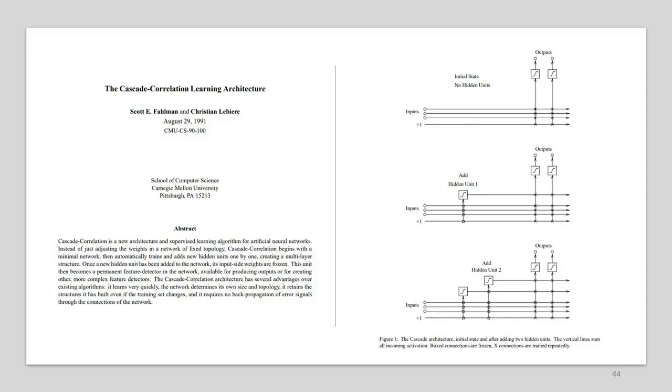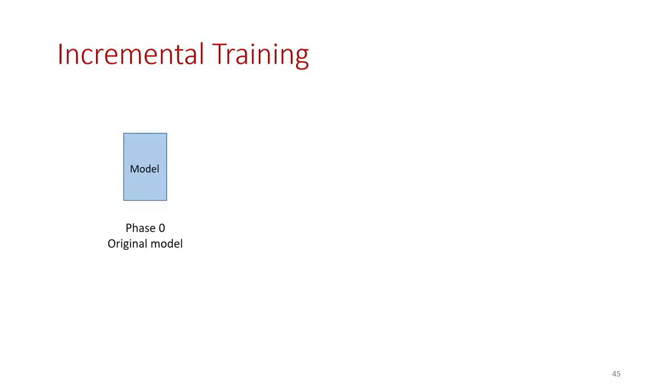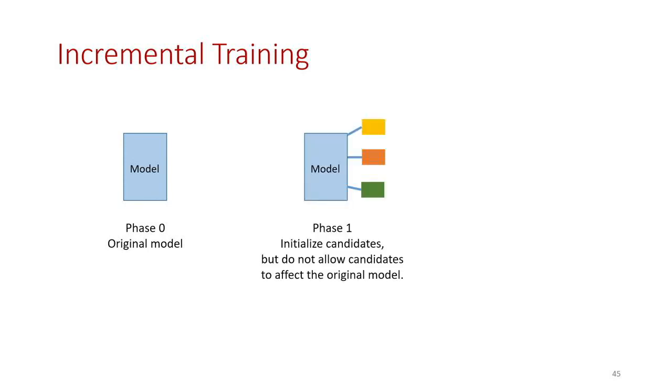I think the tech report is 1991. It is Cascade Correlation, at CMU. Actually, I'll skip this because I can just show you the correct method. You start with a small model, and let's say this model is tiny, and you somehow have these candidates. Let's say these candidates are a grab bag of operations, like a conv 5x5, max pool, and so on and so forth.